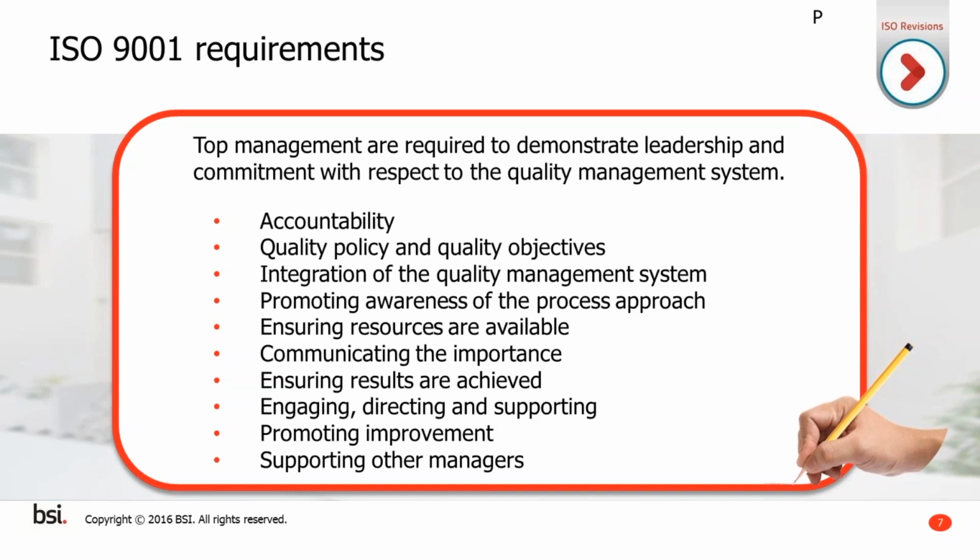So in terms of 9001, the first one is about accountability, that top management shall take accountability for the effectiveness of the quality management system. The second one is about ensuring that the quality policy and objectives are established and are compatible with the context and strategic direction of the organization. In other words, the quality policy and objectives need to be aligned with the business strategy. That's really what that is saying.